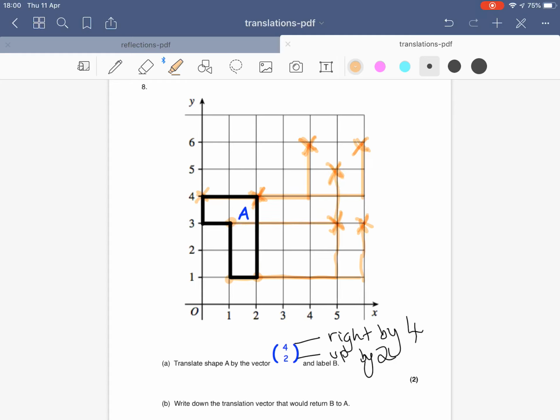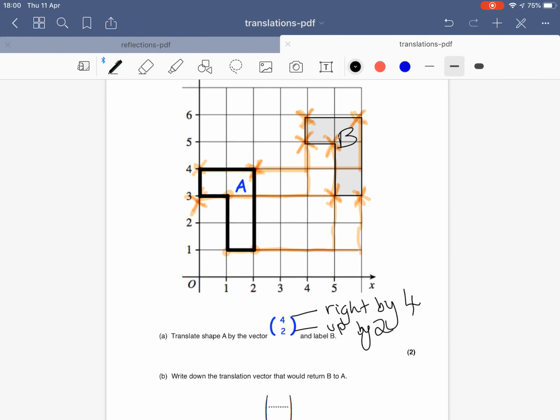I feel like I've missed one. Yes, I've missed this one. So 1, 2, 3, 4, 1, 2. So that is going to be there. So I can join all those up with a nice ruler. Straight lines. Perfect. Oh, I've got to label it as well. I've got to label that one B just because they've asked me to.